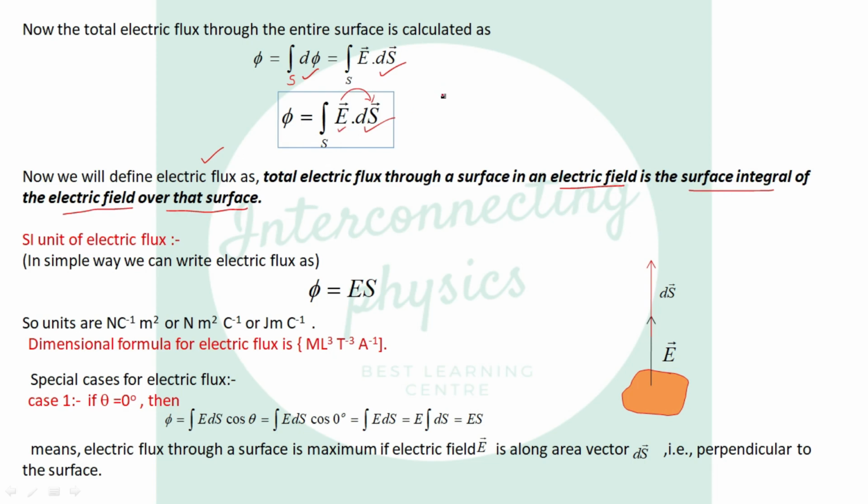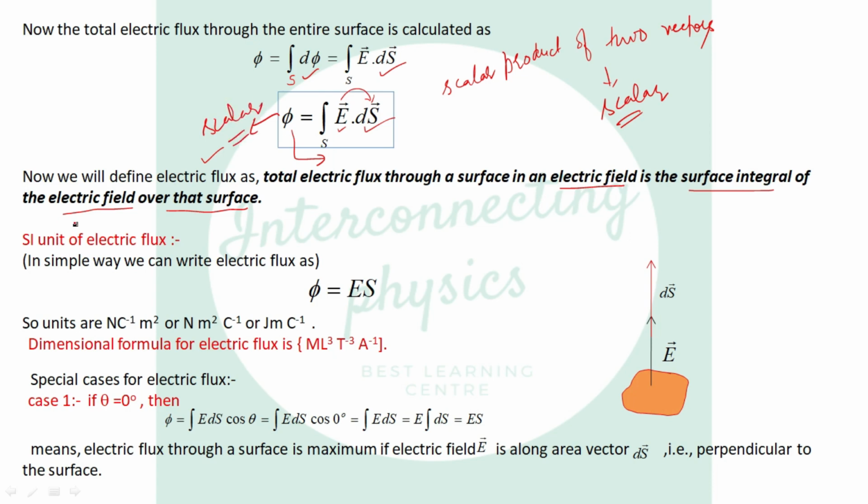Now, we always know the scalar product of two vectors is always a scalar. So it means flux is a scalar quantity, because it is the dot product of two vectors. So it is a scalar quantity.